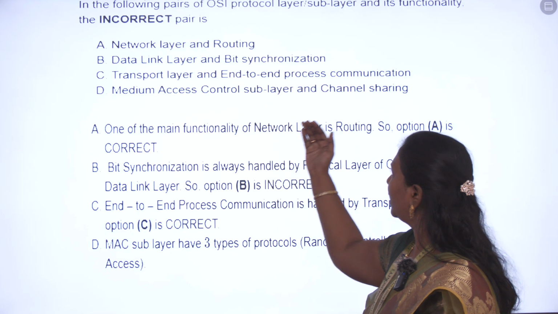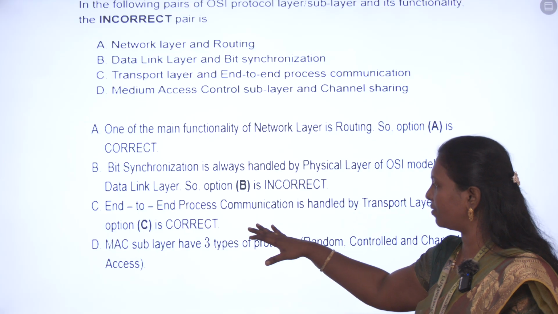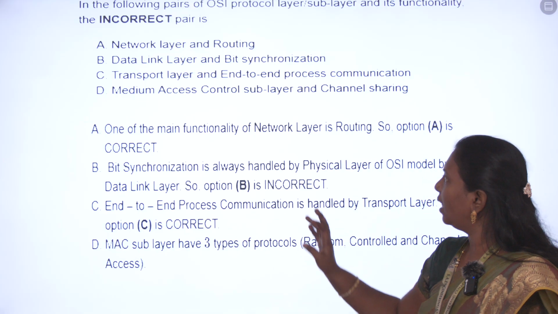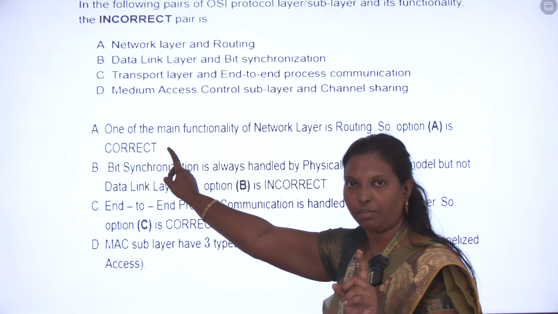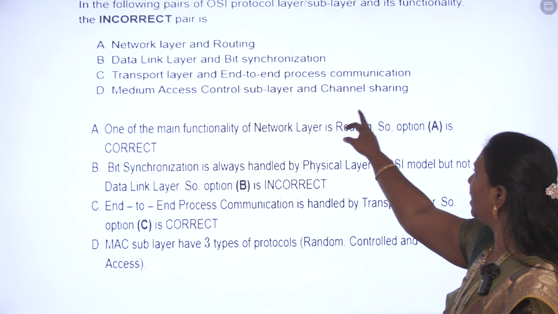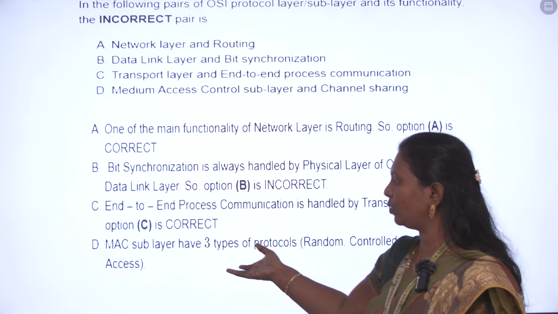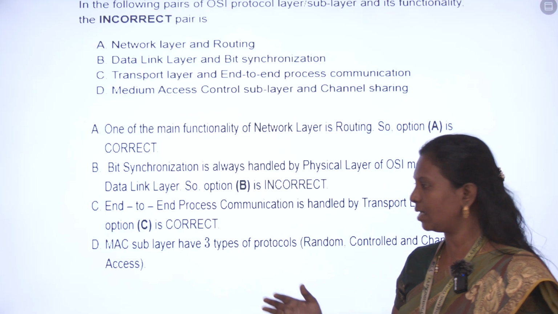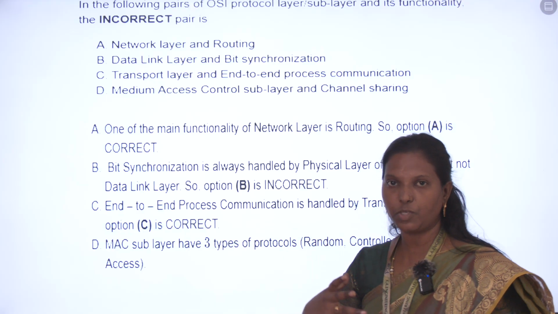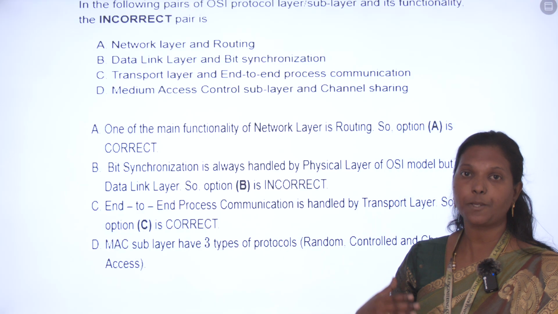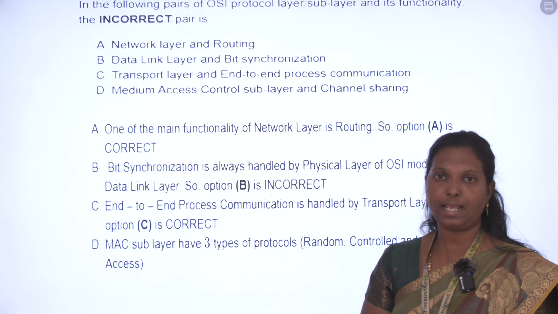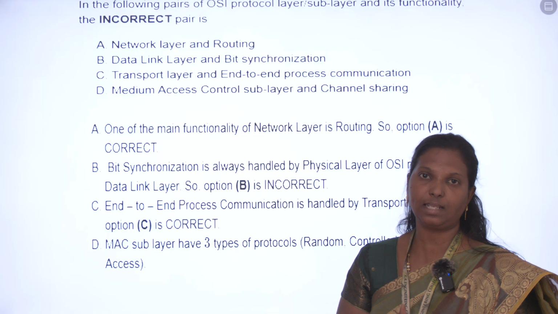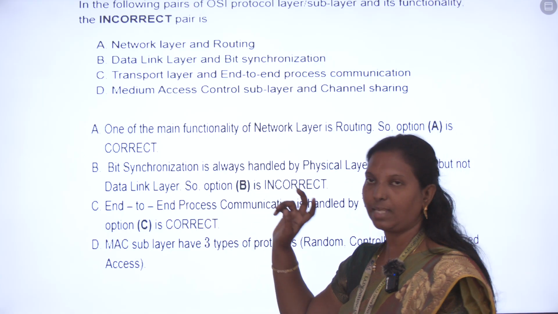And third is the transport layer and end-to-end processing, and it is a major functionality of the transport layer. And here we have the control of MAC, so media access control sublayer and channel sharing. This is done through the MAC, and the channel is shared through the MAC layer. So this is the correct pair. So when making decisions about the correct pair, you have to concentrate on all the layers and have thorough knowledge of them. So here the second one is the incorrect pair.